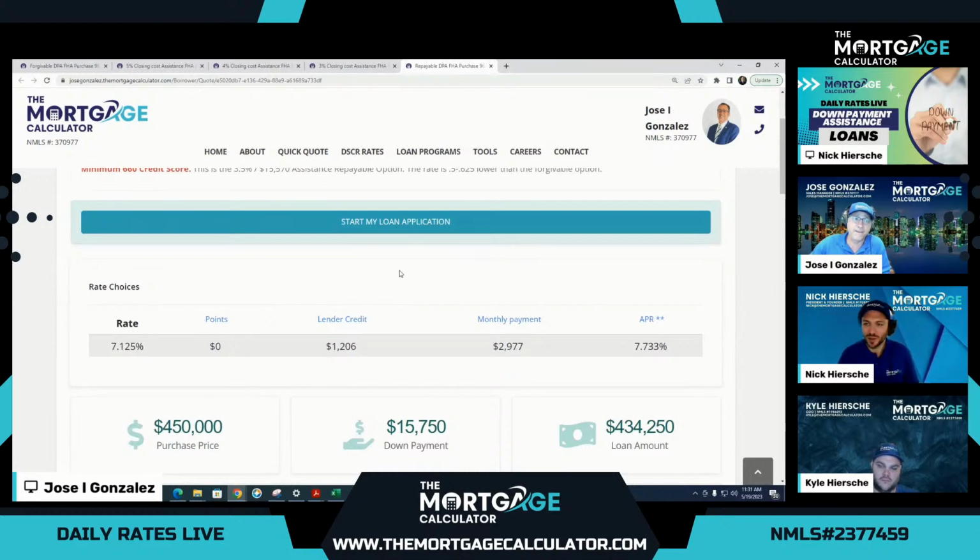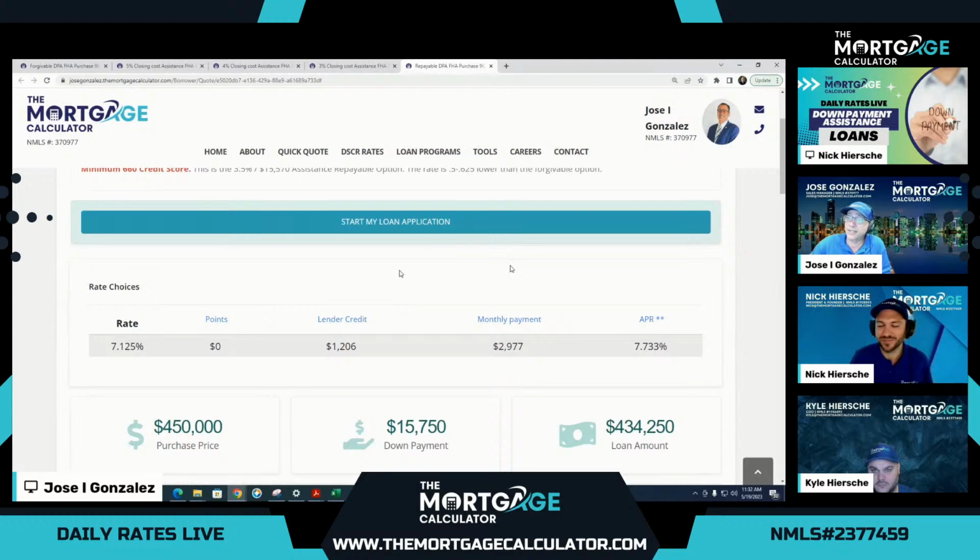Now let's talk though here about the repayable option. There's still no monthly payment on that loan, right? It's when they sell or pay off or refinance, right? So the repayable doesn't mean that it adds to their payment. Is that correct, Jose?